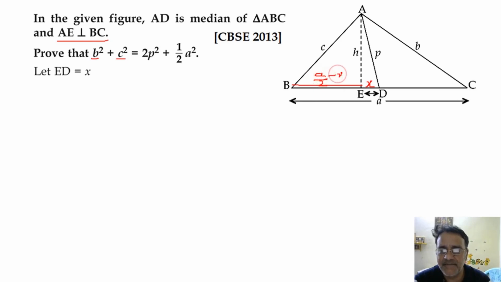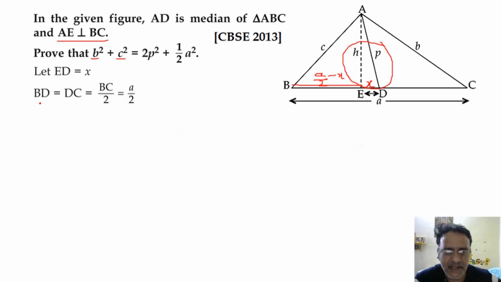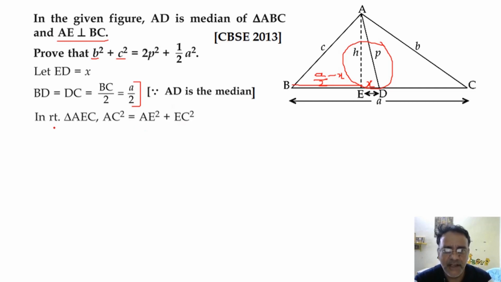minus X. Okay? And similarly, what is the relation between these three if you apply Pythagoras theorem? P square is equal to H square plus X square. So let us take them one by one first. BD is equal to DC is equal to BC by 2, that is equal to A by 2, because AD is the median, it is given. Right? Now, in right triangle, AC square is equal to AE square plus EC square.